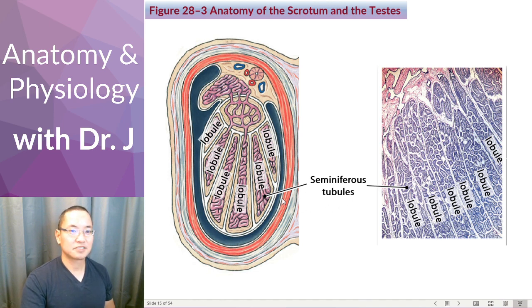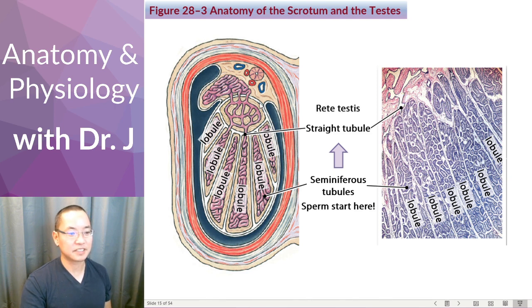So these seminiferous tubules are where sperm are generated, and they start there. Now they end up going into the straight tubules, what we see over here, and it's kind of hard to see in the histology. And then we end up in this network called the rete testes. So straight tubules to the rete testes, and then you finally get to the epididymis. Again, sperm start in the seminiferous tubules, but they're not quite mature, and then they start to mature in the epididymis.